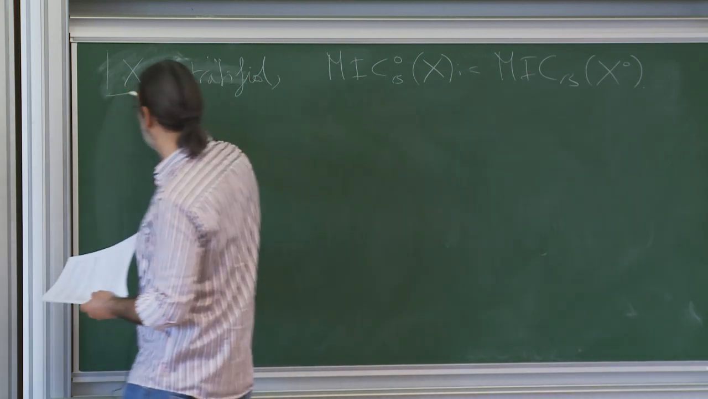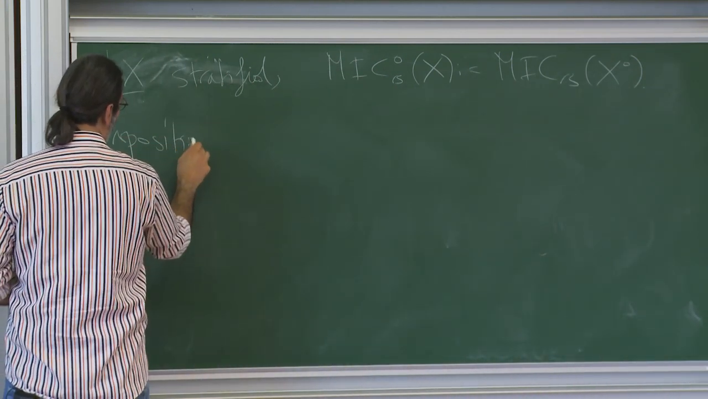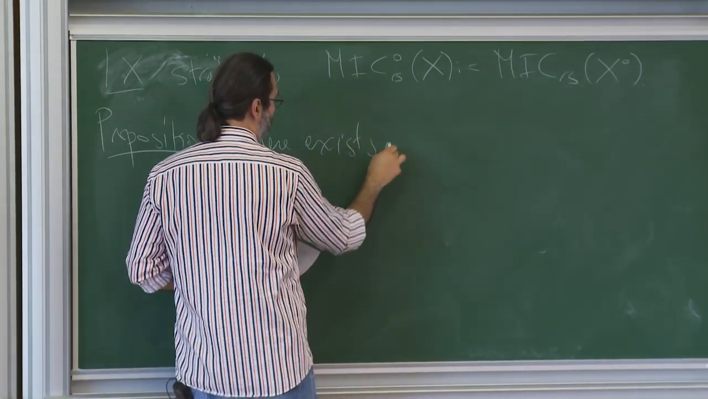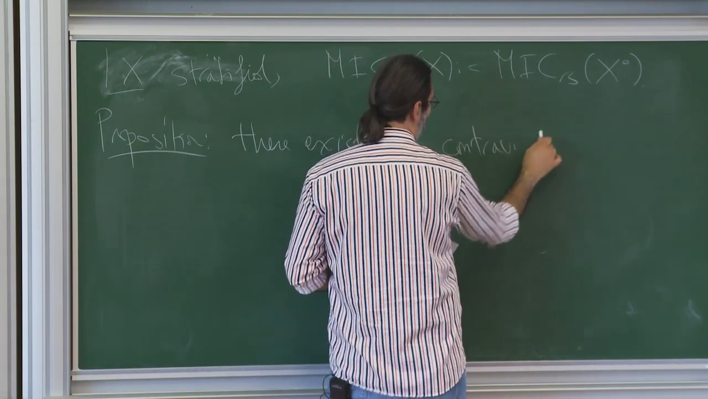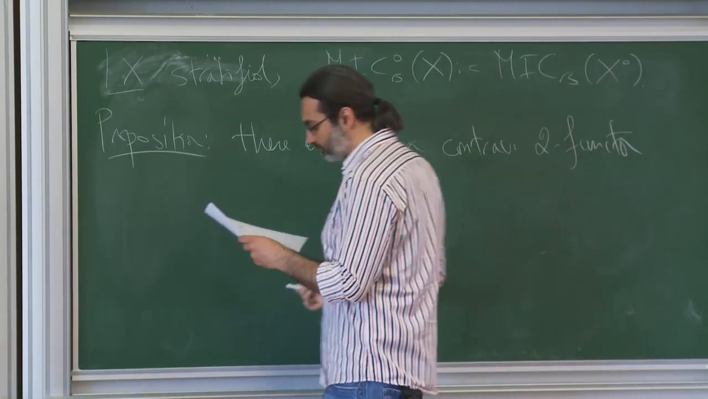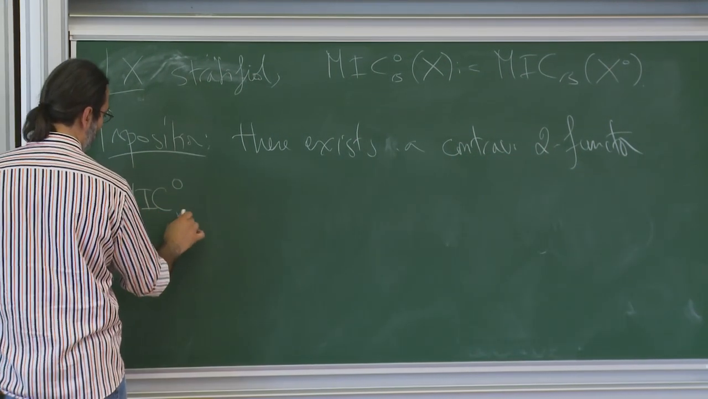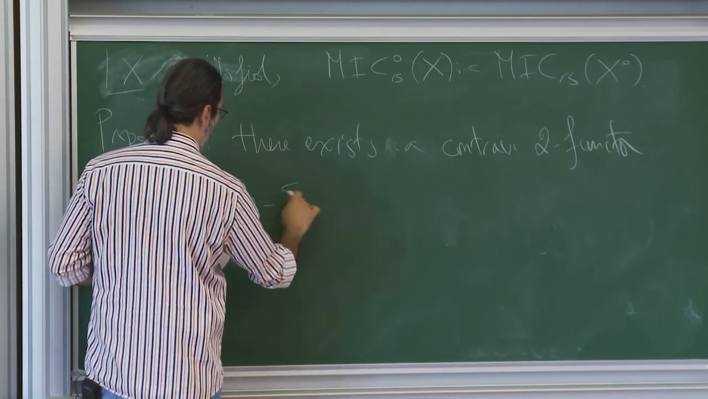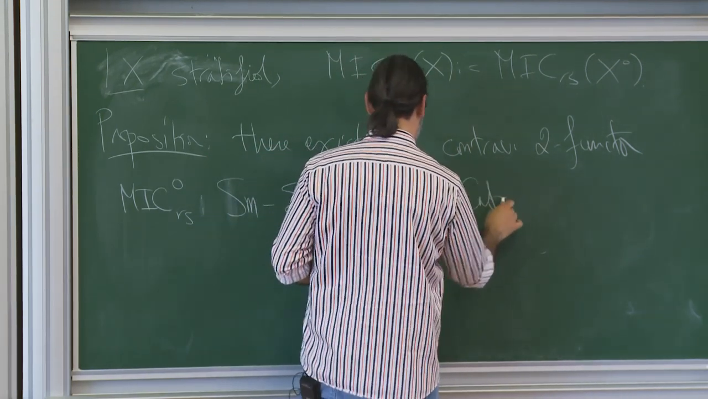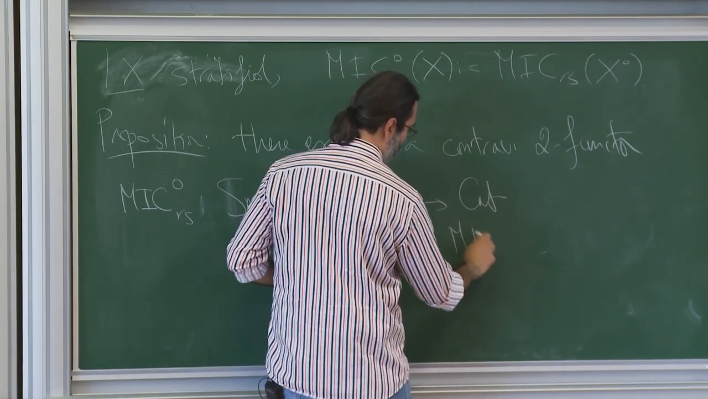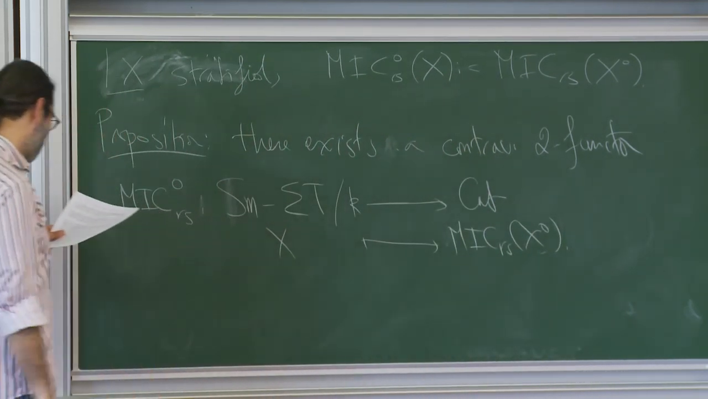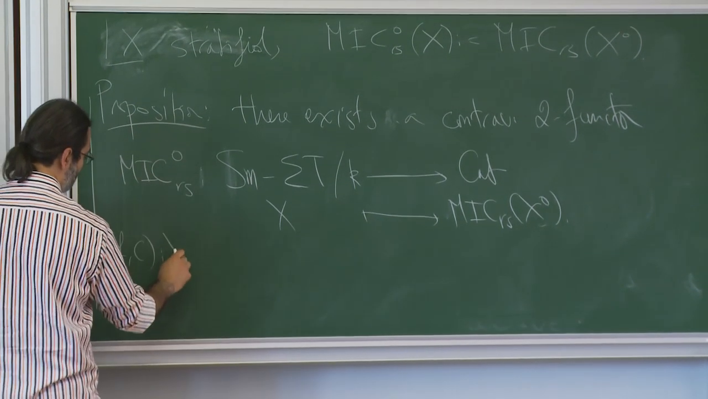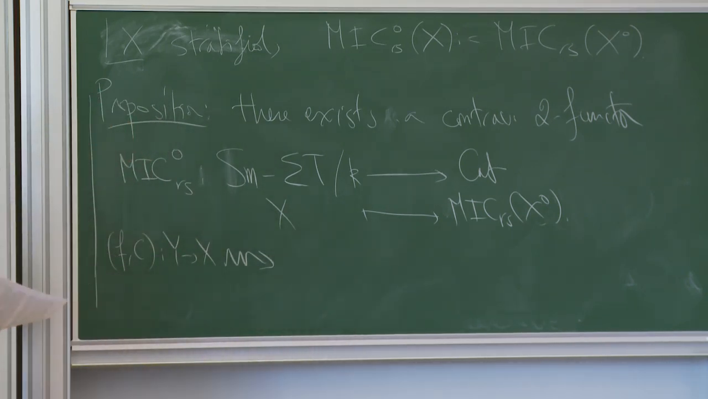And the reason why I do this is because of the following proposition. There exists a contravariant functor MIC-circle RS that goes from the category of tangential smooth Sigma-tangential K categories, and sends X to MIC of X circle. And what it does on tangential maps is as follows.